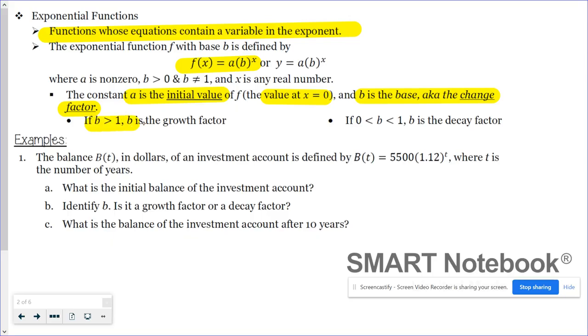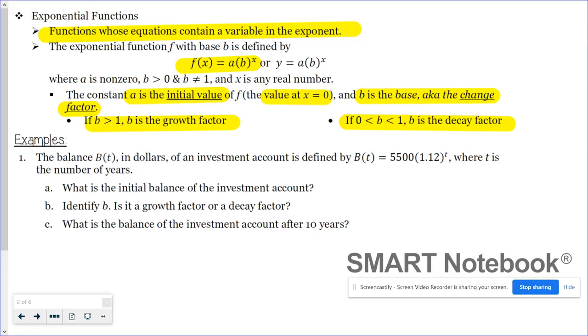If b is greater than 1, then we're looking at a growth function, and we would say that b value is a growth factor. And if b is in between 0 and 1, it's an exponential decay function, and b is a decay factor. So b is the base of the function, it's the change factor. We can specifically call it a growth factor or a decay factor, depending on the actual value of b.